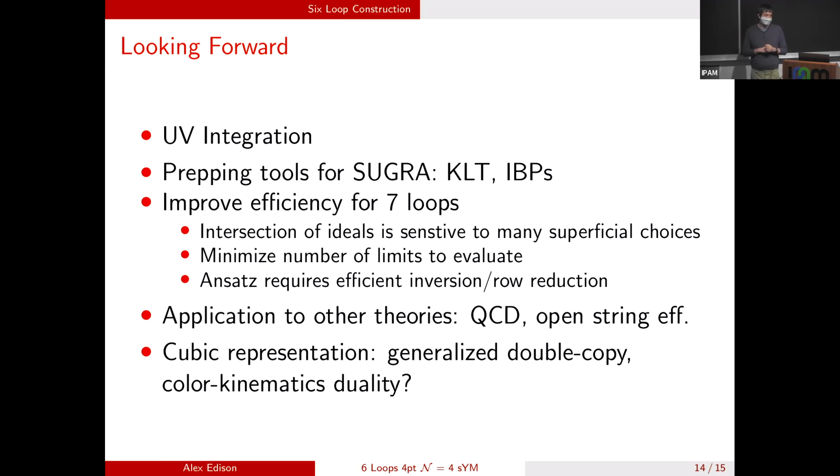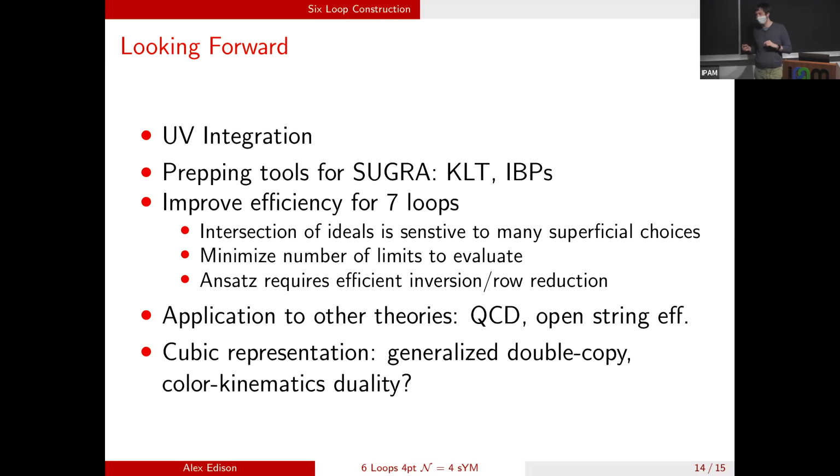We're also looking into applications to other theories. The idea here is we're avoiding state sums. So there's a lot of places where calculating cuts in more efficient ways would be useful. For instance, in QCD, there's also some tie-ins with some work that I do with Oliver Schlotterer and other people at Uppsala on the open string effective action at loop level. And this might be an interesting way to start allowing us to bootstrap higher loops in the open string effective action.